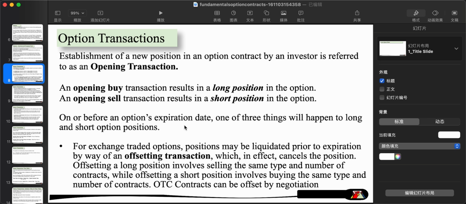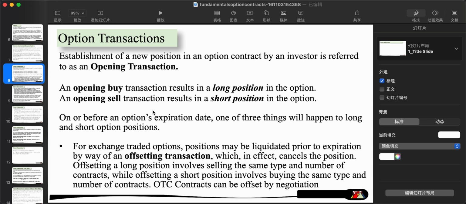For exchange traded options, positions may be liquidated prior to expiration by way of an offsetting transaction, which in effect cancels the position. Offsetting a long position involves selling the same type and number of contracts, while offsetting a short position involves buying the same type and number of contracts. OTC contracts can be offset by negotiation.